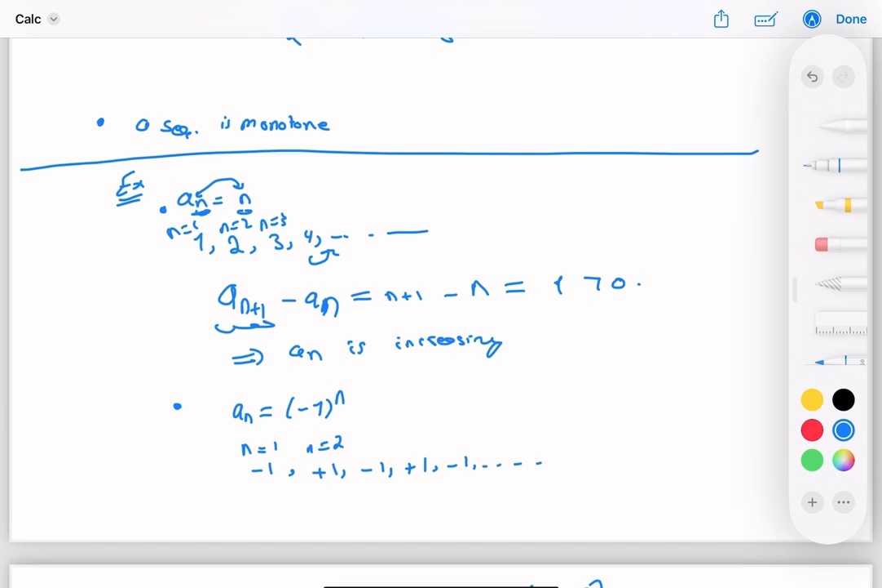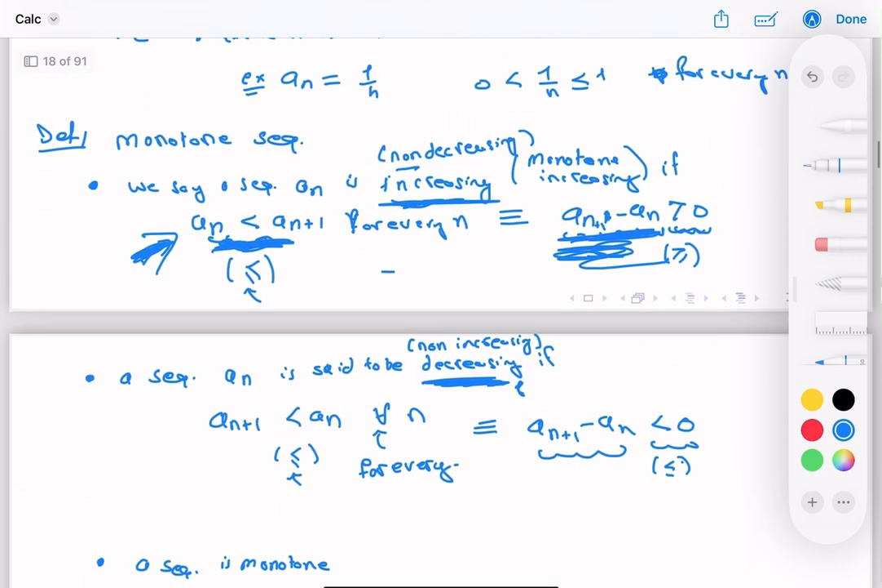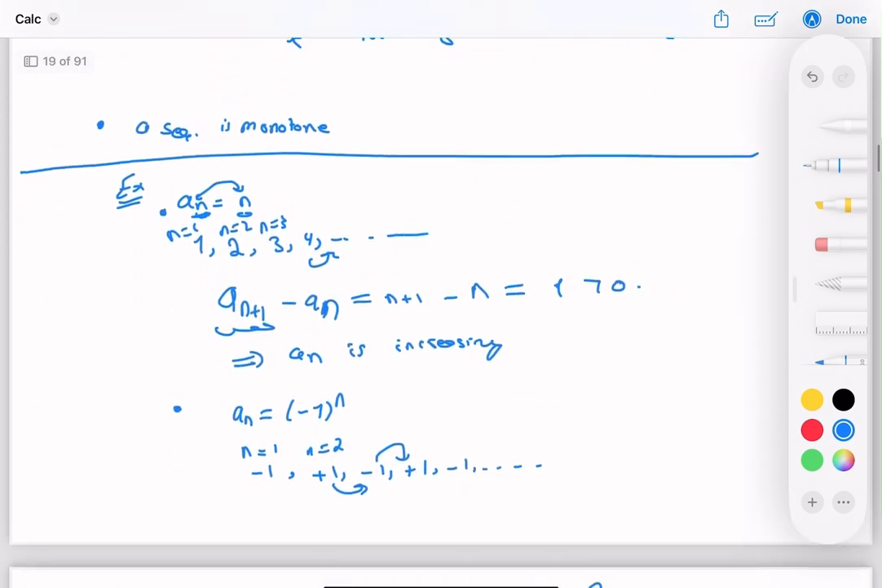So if I ask you, is this sequence monotone? You see, from here to here, it's decreasing because it decreased from plus 1 to minus 1. From here to here, it's increasing because it increased from negative 1 to 1. And remember, this is very important. The property of increasing or decreasing requires this inequality to hold for every n, for every index. However, if you look at this, you try a few indices and you see that this is not true. It's not true that there's one inequality happening always. So this is not monotone.